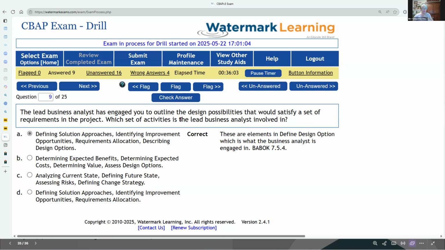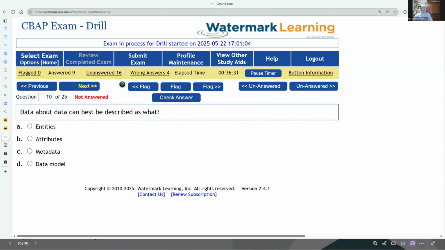This is why we identify which task we're in, so we can narrow it down and pinpoint it. I'm going to go through it one more time. For define design options, the elements are defining solution approaches, identifying improvement opportunities, requirement allocation to the different iterations, and then describing your design options. Four elements in that one.